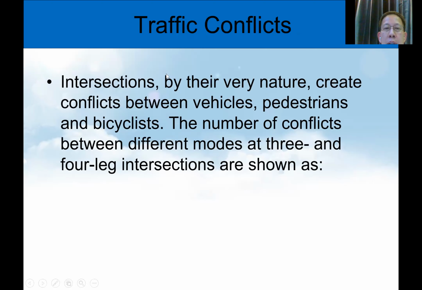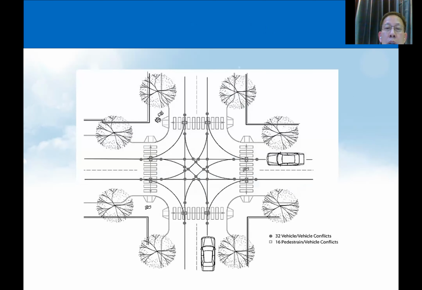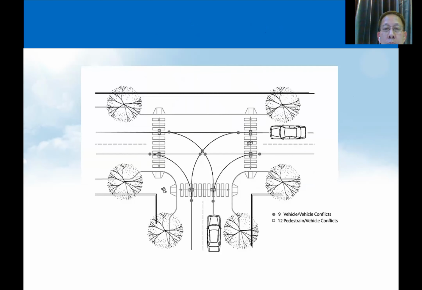It says here it varies by nature, it creates many conflicts, not only vehicles with vehicles, but vehicle and pedestrian, vehicle and bike. This is the 32 conflicts that we had seen earlier. This is from the top view. And this one is for a 3 legs intersection.